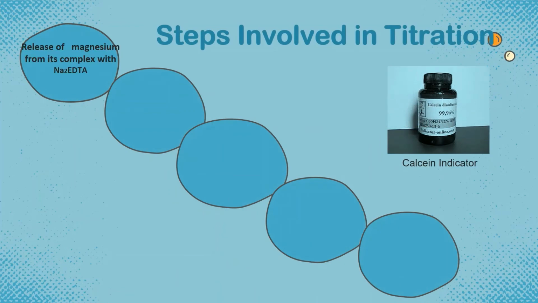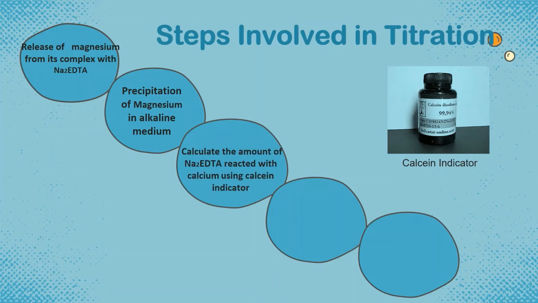On the other hand, adjusting another portion of the same solution to pH 12 after addition of excess Na2-EDTA releases magnesium from its complex with Na2-EDTA. Precipitation of magnesium takes place in alkaline medium either as magnesium hydroxide or magnesium phosphate. From the back titration of the excess Na2-EDTA with standard calcium chloride solution, we can calculate the amount of Na2-EDTA reacted with calcium using calcein indicator, which is shown here.